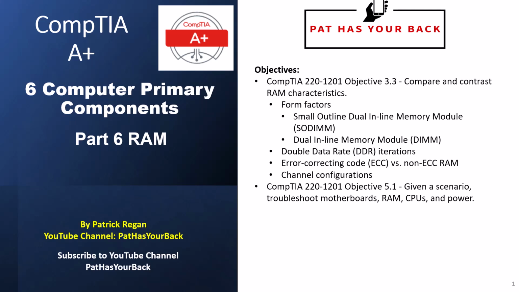The Computer Primary Component Series will go in depth of the individual components that make up the computer. This video is called RAM, which discusses the characteristics of RAM, including double data rate or DDR memory, RAM packaging, including DIMMs and SODIMMs, multiple channel motherboards, error correcting code or ECC, and virtual RAM. It also discusses low memory and troubleshooting memory.